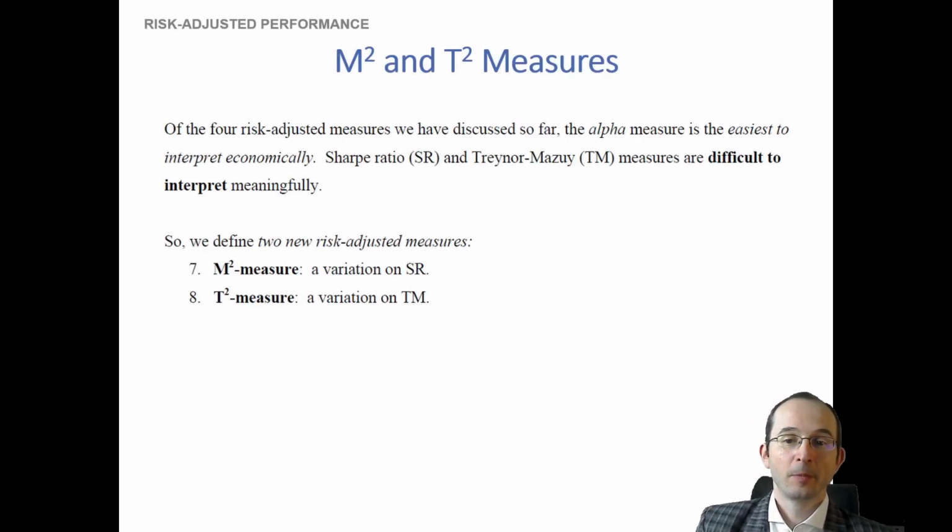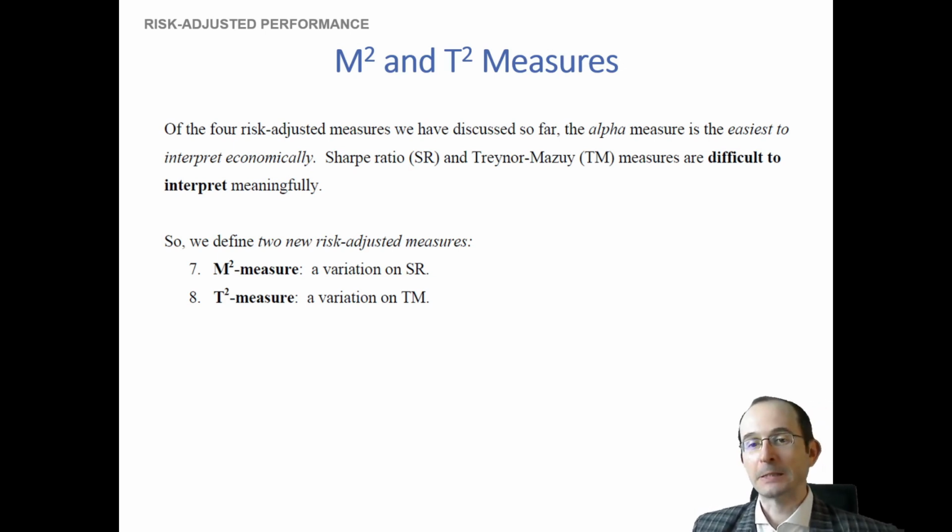Now, obviously, alpha is really easy to interpret, which is why it's a very popular measure of performance. But remember, it doesn't really tell you the full story in terms of total risk or idiosyncratic risk. It just tells you that you beat the factor benchmarks.